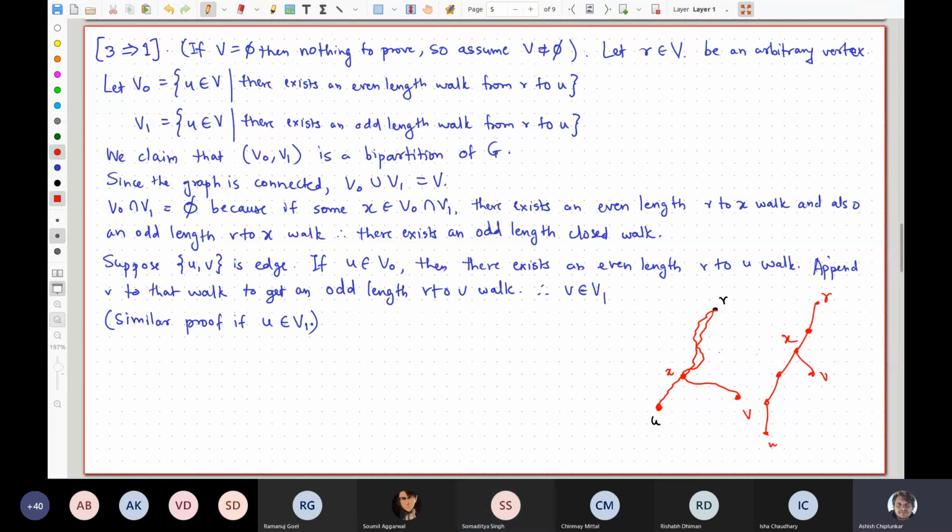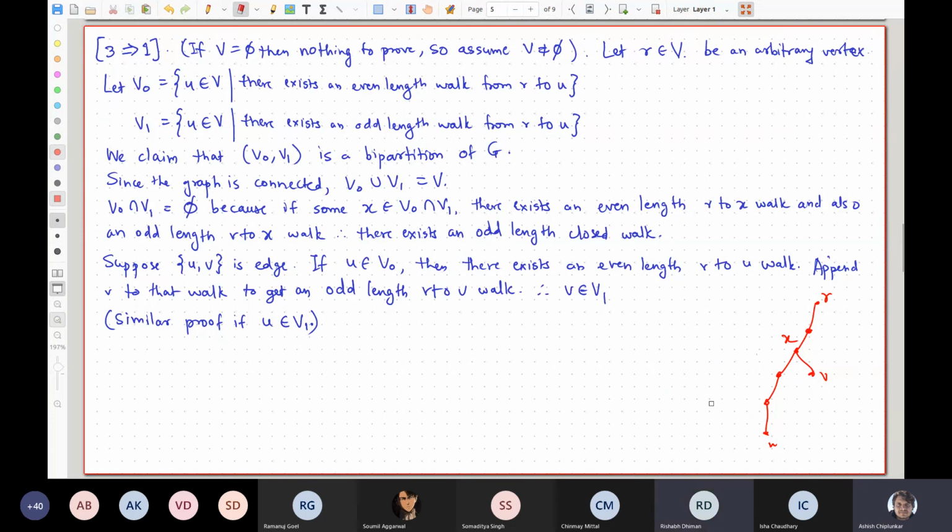Oh, R to X. I see. Yes. So you're using the fact that every subpath of a shortest path must also be a shortest path between the respective endpoints. Yes. Cool. So then just connect U to V and we get an odd length cycle. Yes, that sounds good to me. Okay, cool.